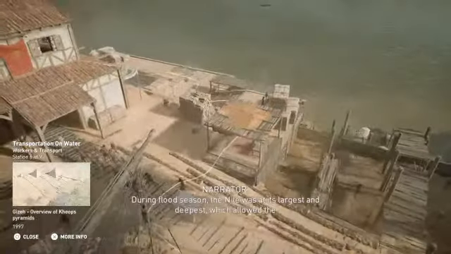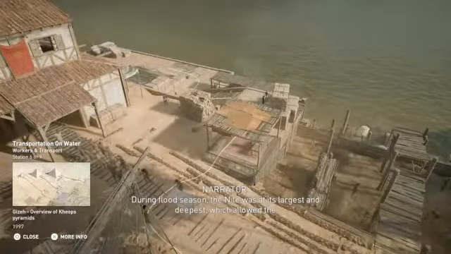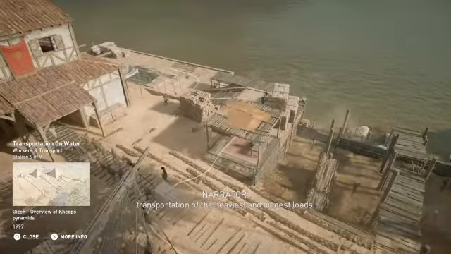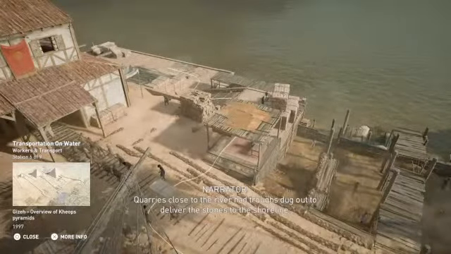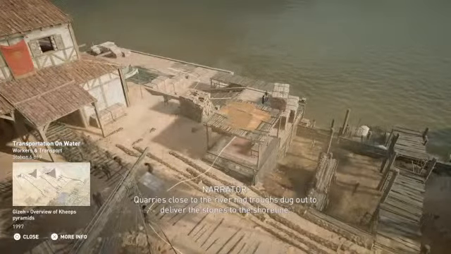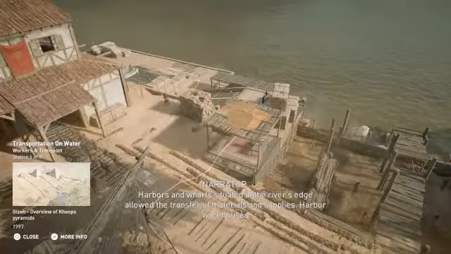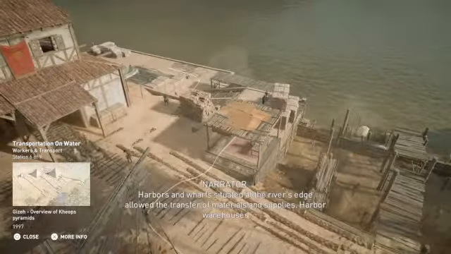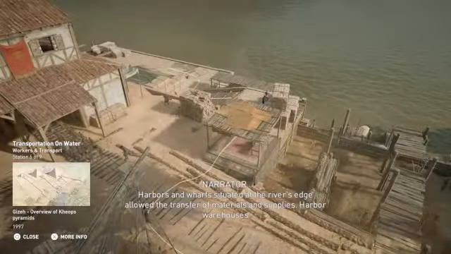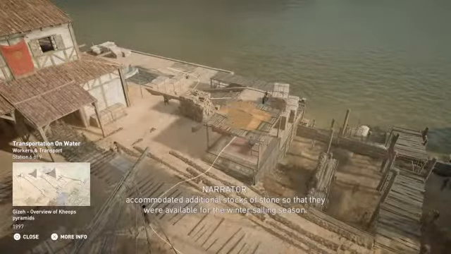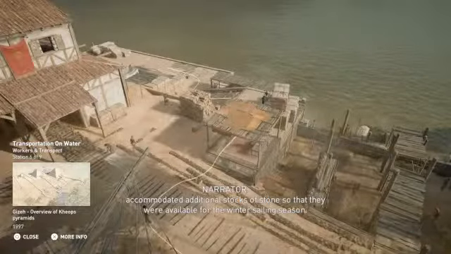During flood season, the Nile was at its largest and deepest, which allowed the transportation of the heaviest and biggest loads. Quarries close to the river had troughs dug out to deliver the stones to the shoreline. Harbors and wharfs situated at the river's edge allowed the transfer of materials and supplies. Harbor warehouses accommodated additional stocks of stone so that they were available for the winter sailing season.